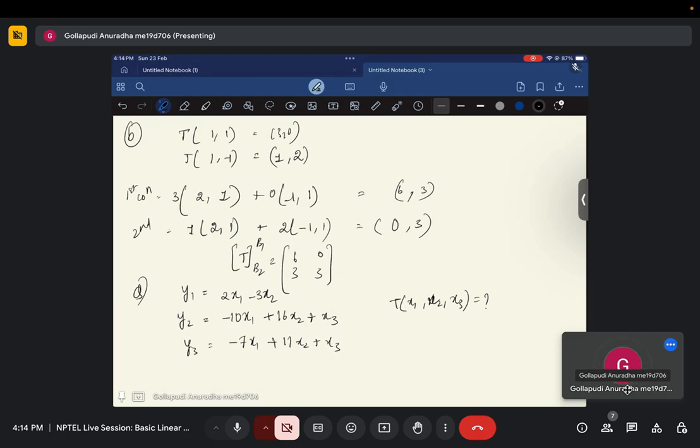What is the question? I didn't get you. You have to write (3, 0). See, T of (1, 1), the image of (1, 1) is (3, 0). Then you have to write (3, 0) as a linear combination of the other basis vectors.